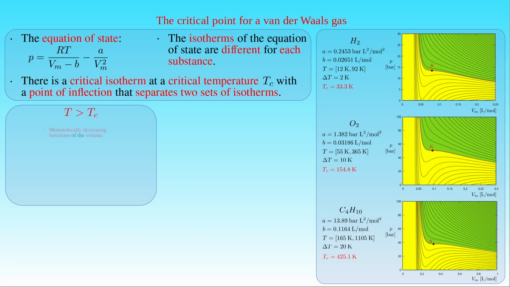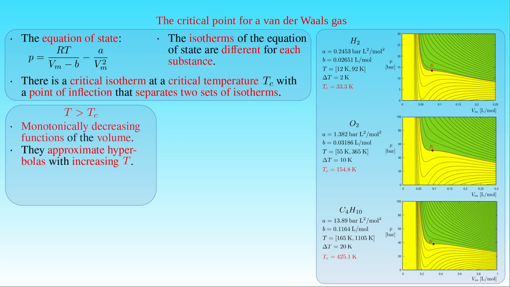All of them are monotonic decreasing functions of the volume of the gas, and they approximate hyperbolas with increasing temperature. This shows that at low pressure and high temperature a van der Waals gas acts as an ideal gas. It is important to mention the condition for low pressure since the vertical asymptote of the hyperbolas is not located at the volume equals 0 line.